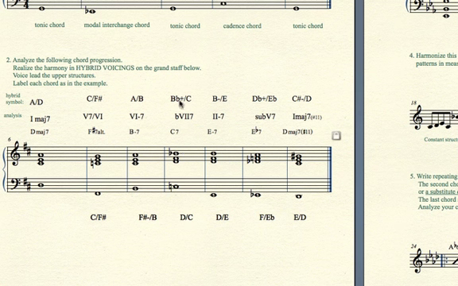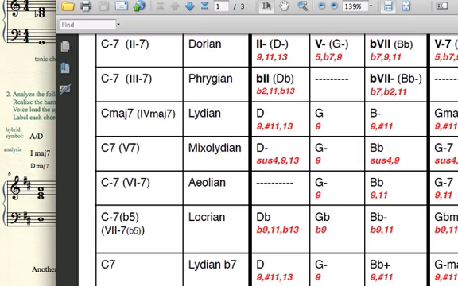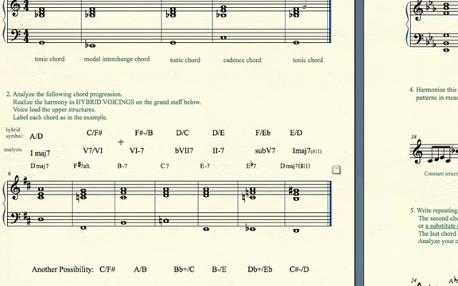Now we have flat 7 augmented over 1 for Lydian flat 7. Now we have 5 minor over 1 for Dorian. Flat 7 augmented over 1 for Lydian flat 7. And now we have 7 minor over 1 for Lydian. I just only use triads for this one just to save time, but you could use 7th chords too.